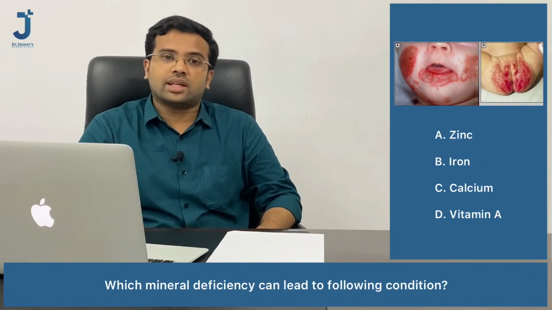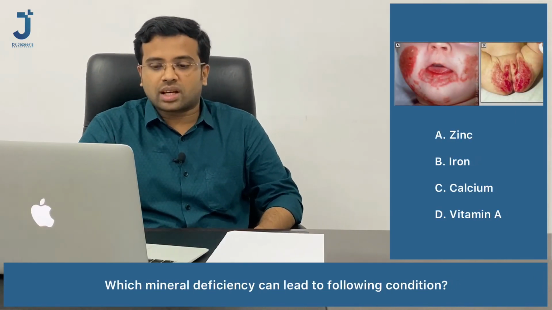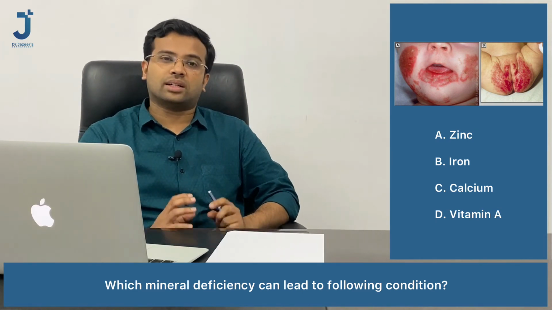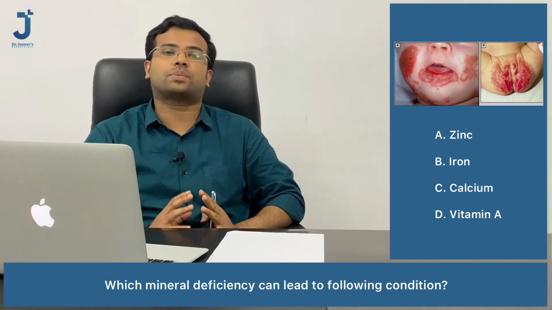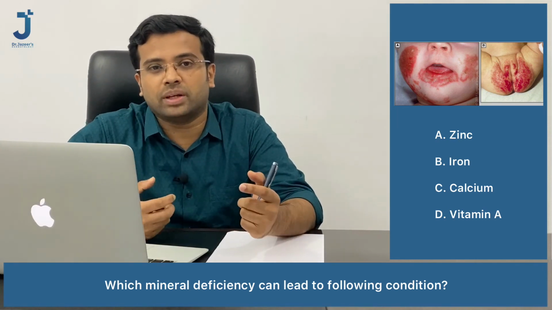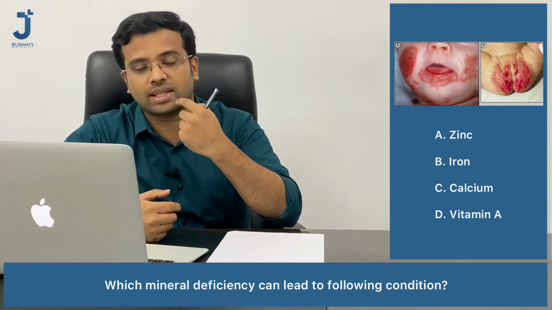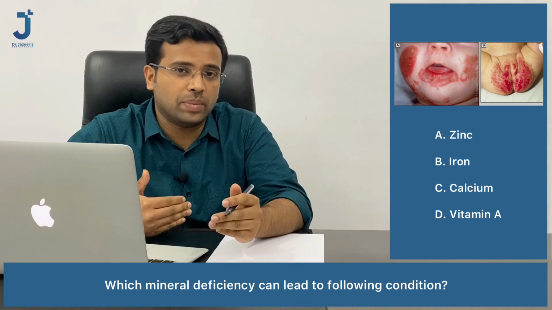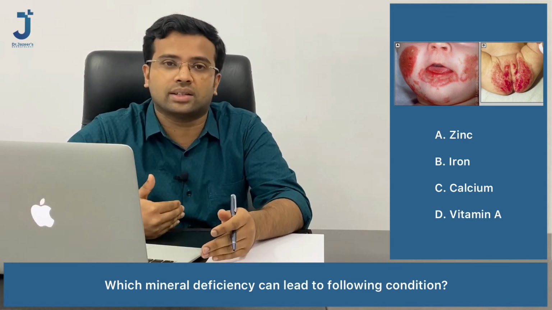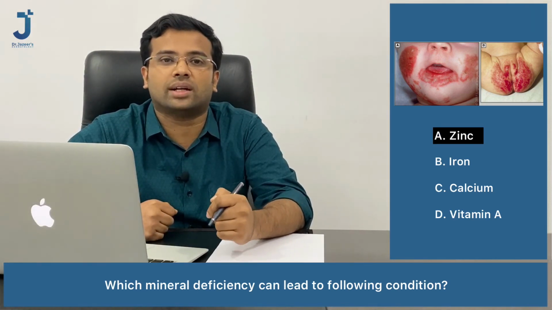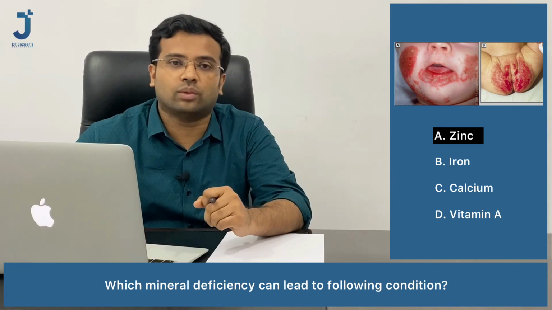Now going to the next question. Which mineral deficiency can lead to the following condition? The options are zinc, iron, calcium and vitamin A. Now what is given in this image? You can see an image of a child presenting with periorificial dermatitis outside the orifices, maybe outside the oral mucosa, outside the nasal mucosa, sometimes around the genital mucosa. In all these cases where a baby presents with this kind of dermatitis, it hints to a deficiency of zinc, and this condition is called acrodermatitis enteropathica. So the right answer here would be zinc.